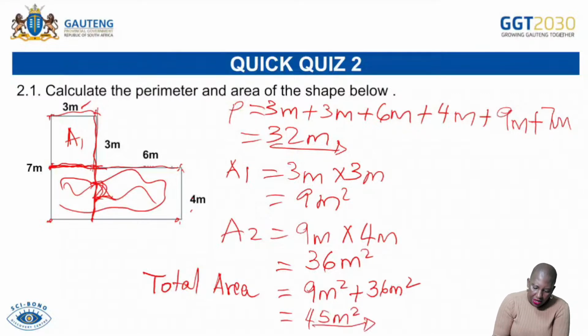Can you see the difference of the same shape? When I do the perimeter, I only focus on the boundaries. On the outer part, the length there will be 32 meters, but the inner part now, the 2D shape, the inner part, this part where I'll be having 2 areas, because I have divided my shape into 2 parts, because I can't calculate the area of an irregular shape. I must divide it into 2 parts. Then I get the area to be what? To be 45 meter squares.